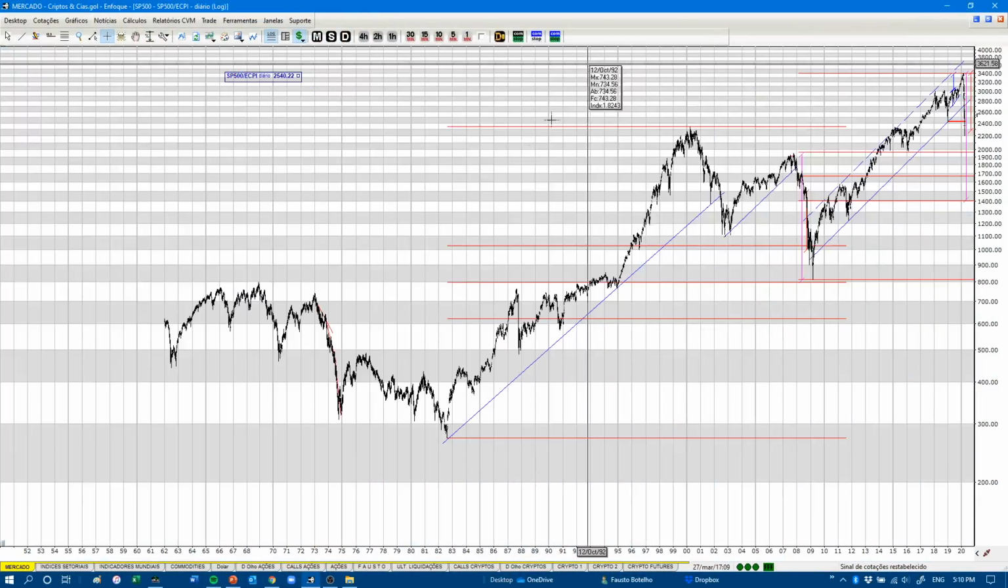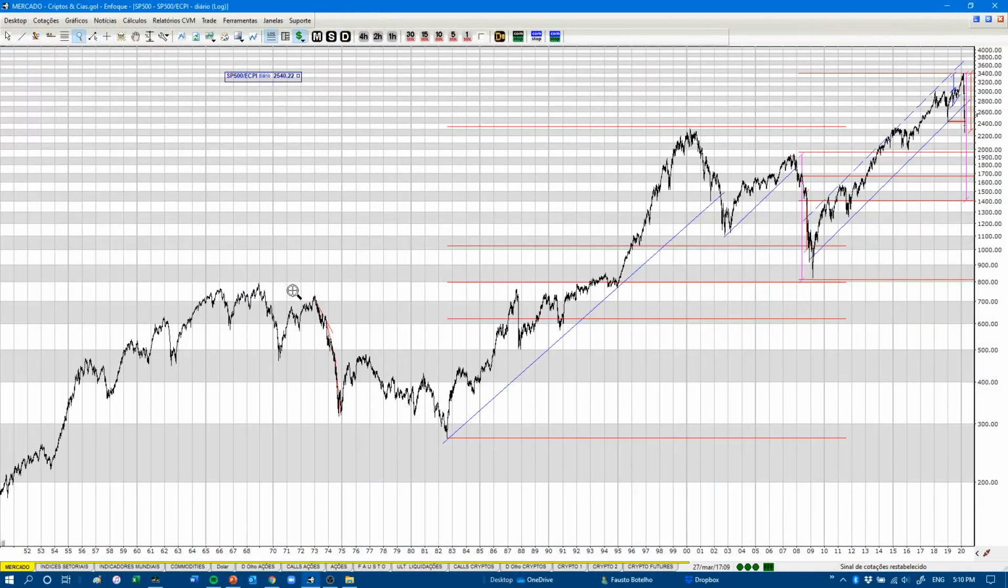The week has ended. Markets are closed. So let's take a look at the weekly charts and see what we can expect for the market in the coming weeks, days, and months, eventually years. Shall we? Starting with the S&P, that's right here. So what have we got?